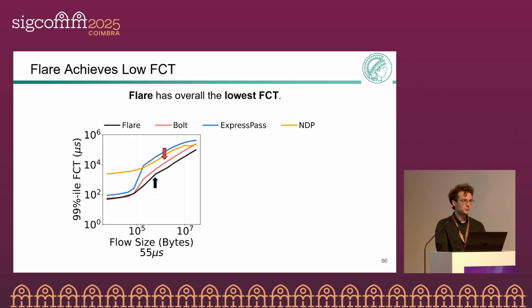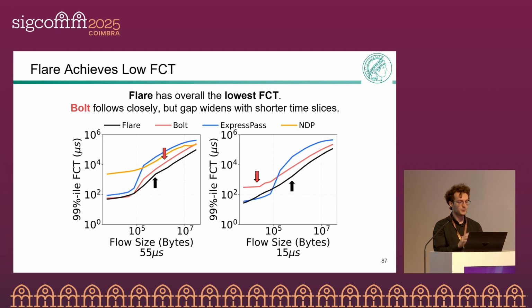However, as we decrease the duration of our time slice to 15 microseconds to make our network more dynamic and the cycle shorter, we see that now the gap with Bolt actually widens. And this is quite an inherent limitation of reactive transport. As the network gets more dynamic and changes more often, it is more difficult to control traffic reactively, of course.